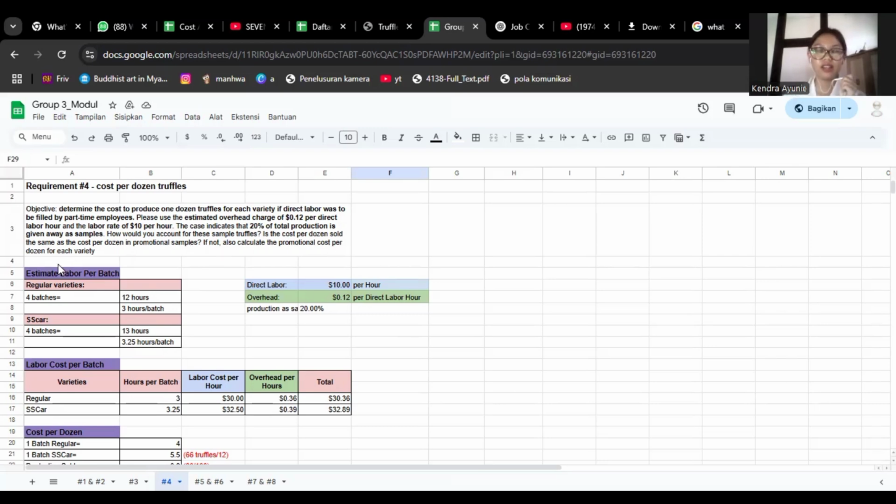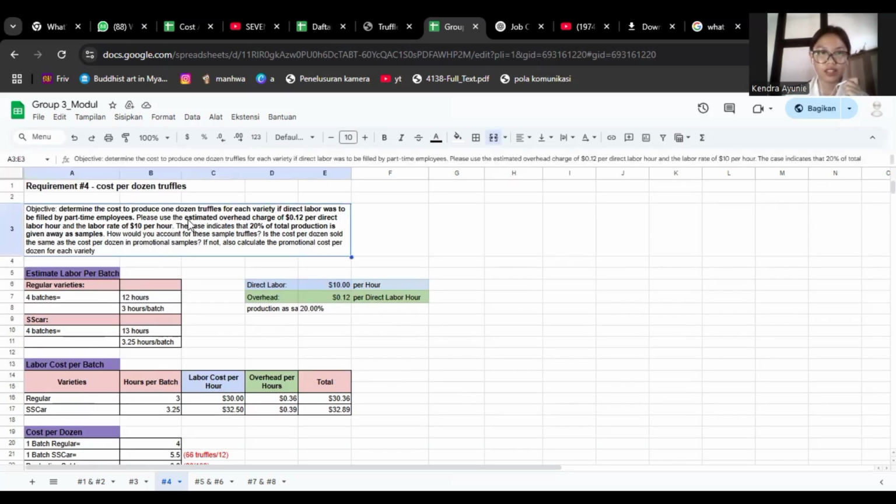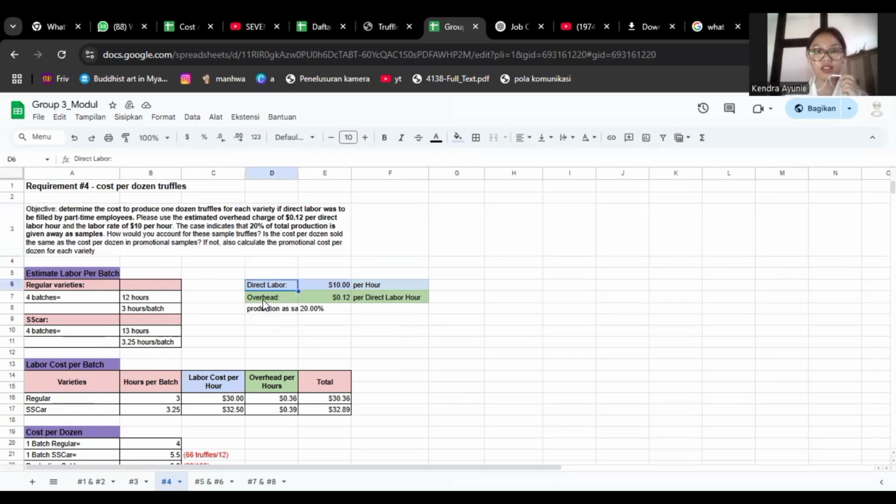Okay, for the objectives, now we're going to start calculating in Excel. I've already made my answer here, and like they said, the estimated overhead charge is 12 cents per direct labor hour. So I already wrote that in here. The direct labor is $10 per hour, the overhead is 12 cents per direct labor hour, and the production sample is 20%. So first is estimating the labor per batch.